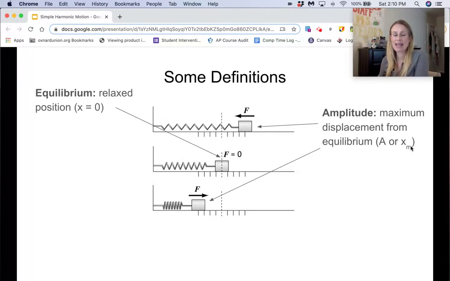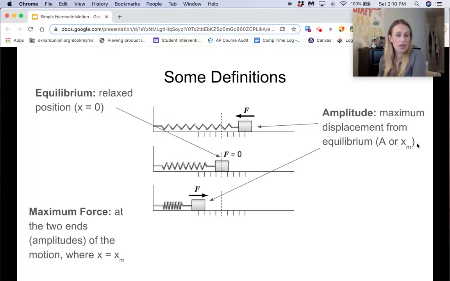This is denoted by a capital A, or you'll sometimes see x sub m, as in maximum x position from the equilibrium position, because equilibrium we call x equals 0. So that's what the m means. It means maximum. Maximum force here is going to be at the 2 amplitude positions. If you recall from chapter 8, we talked about spring force, or Hooke's law, which says force is equal to negative kx. The reason that force was negative is because it's a restoring force.